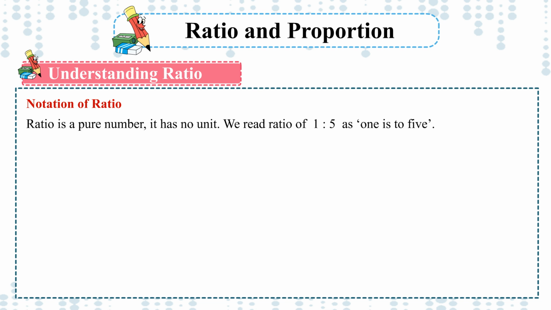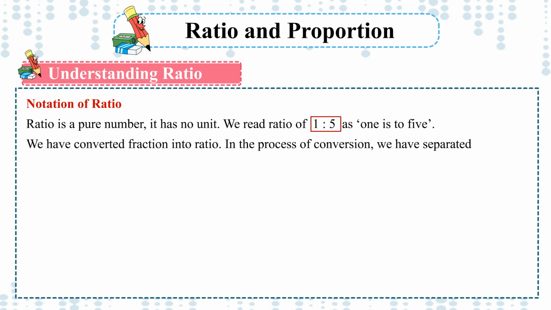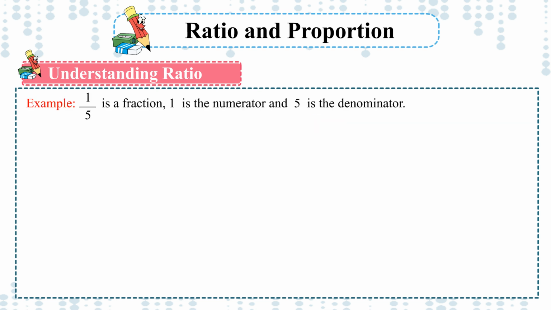Ratio is a pure number, it has no unit. We read ratio of 1/5 as 1:5. We have converted fraction into ratio. In the process of conversion, we have separated numerator and denominator by a colon, the sign of ratio. Example: 1/5 is a fraction, 1 is the numerator and 5 is the denominator. Expressed as 1:5 in ratio.